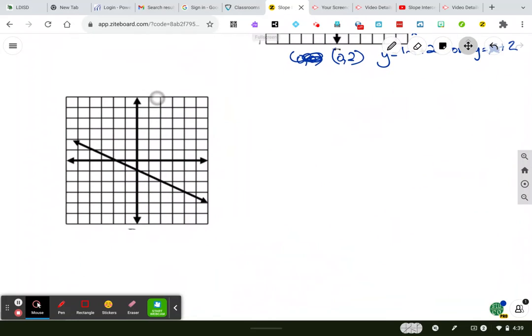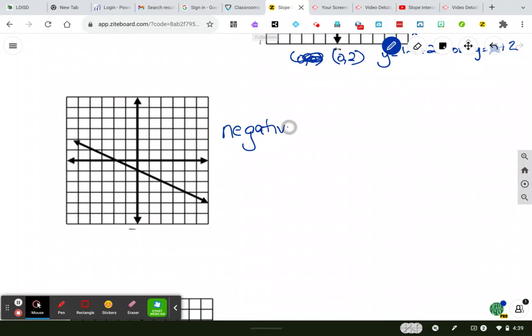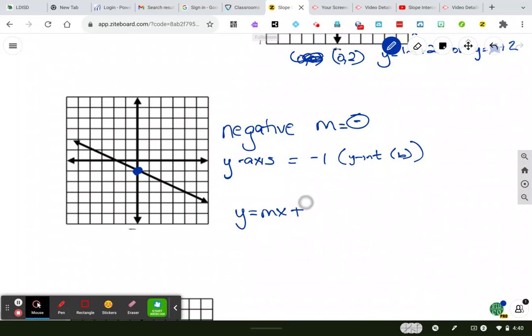Let's look at the second one here. All right, so we know that this is going to be a negative slope. So my m has to be a negative number. And let's take a look at where it is crossing the y-axis. Well, it's crossing the y-axis right here, which is negative 1, which is my y-intercept, which is the letter b in my equation. So I know I'm going to have a y equals mx plus b situation because it does not cross at 0, 0.